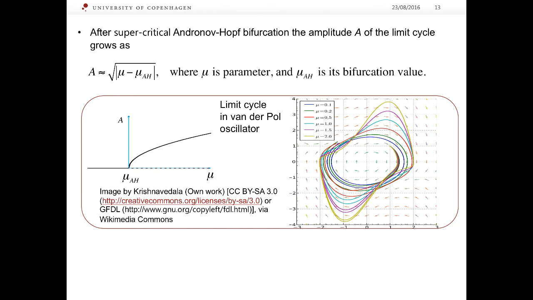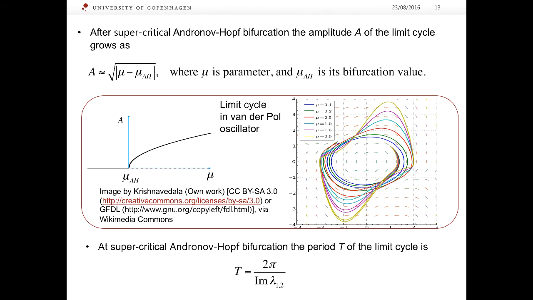When mu is small, the limit cycle is small and it is a relatively smooth curve. When mu grows, the limit cycle grows too, and it is slightly distorted when we go away from the bifurcation point. So that is already quite a remarkable mathematical result. But is that everything we can learn from the linear stability analysis? Not quite. There is something else we can learn.